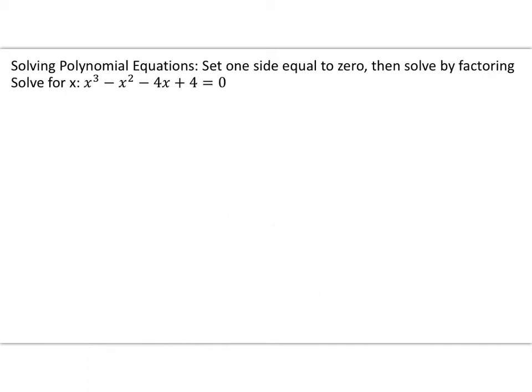So we're going to learn how to solve higher order polynomial equations a little bit later on, what happens when they don't factor. But if we have something like this that factors by grouping, then we can use our zero product property like we did before. So go ahead and pause the video. This is already set equal to 0, factor it, and solve using the zero product property.